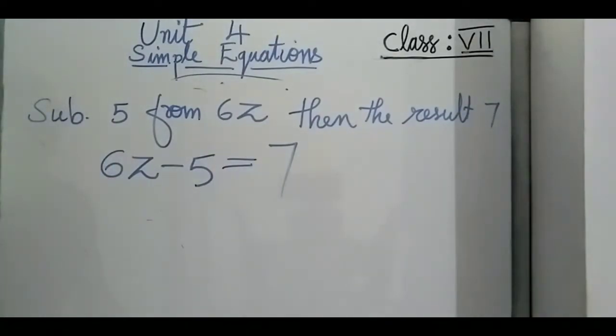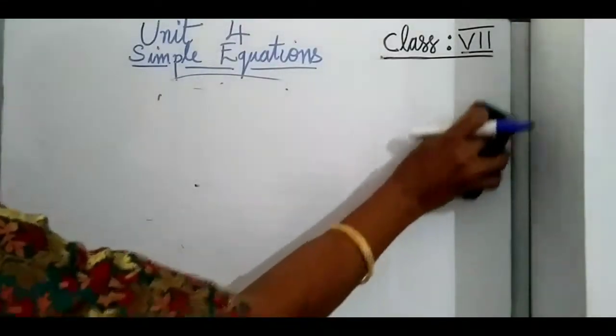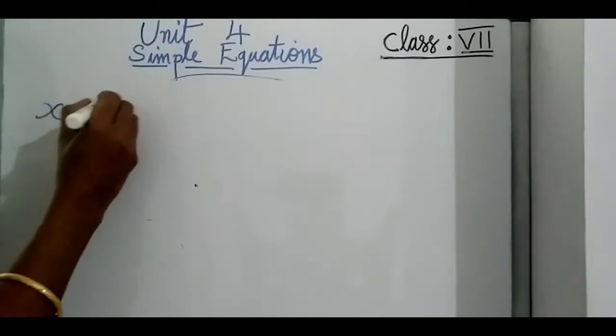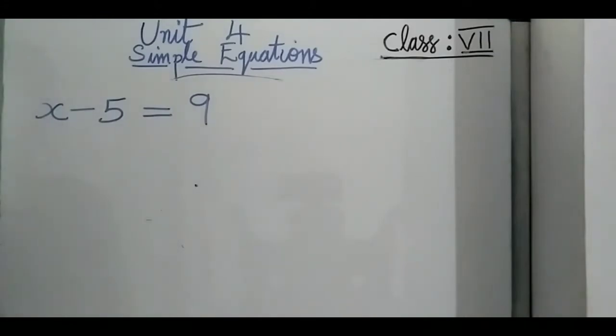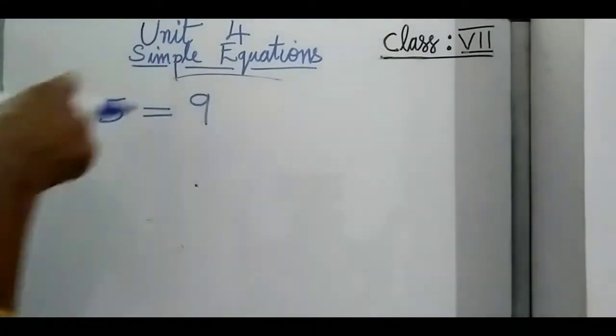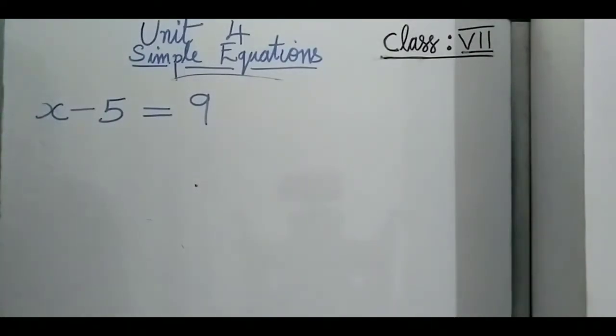Okay, then the next one. How can we convert an equation into a statement form? For example, x minus 5 equals 9. Now we discussed that from the statement form we can write the equation. Now we are going to study how, from the equation, we can write the statement form.